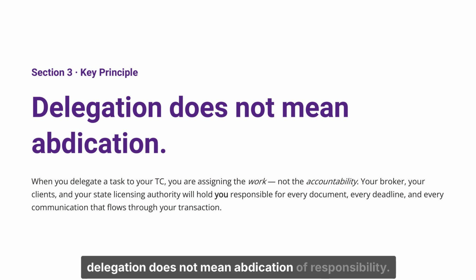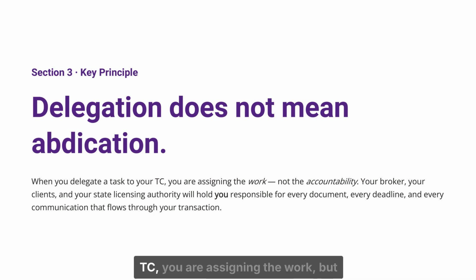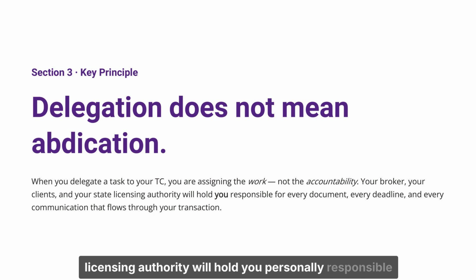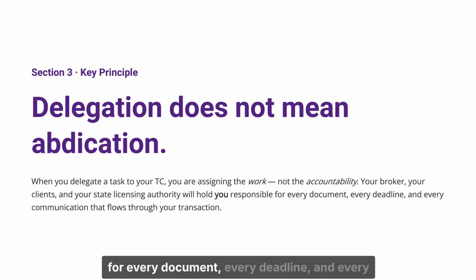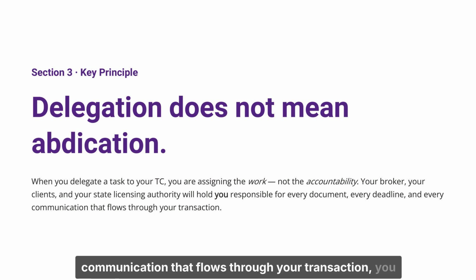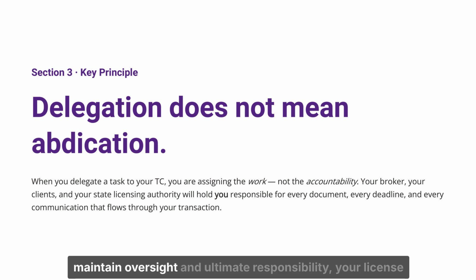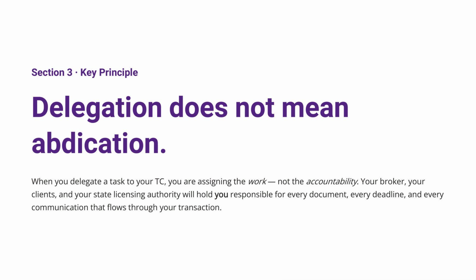Delegation does not mean abdication of responsibility. When you delegate a task to your TC, you are assigning the work, but not the accountability. Your broker, your clients, and your state licensing authority will hold you personally responsible for every document, every deadline, and every communication that flows through your transaction. You maintain oversight and ultimate responsibility. Your license is on the line.